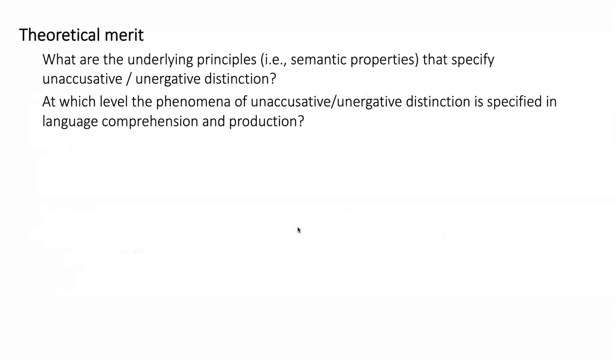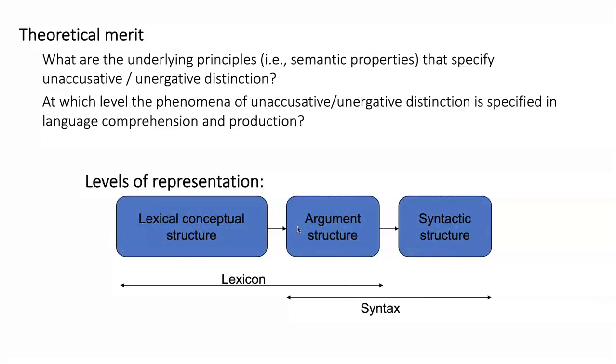And of course we had an interest in its theoretical perspective. This is how it started, because we had a question in mind: what are the principles, like semantic properties, that specify this distinction? So we know that it is not observable at the syntactic level, but at the semantic level, could it be possible to observe it? And this is related to, if you make a further step, how we understand the world of language comprehension.